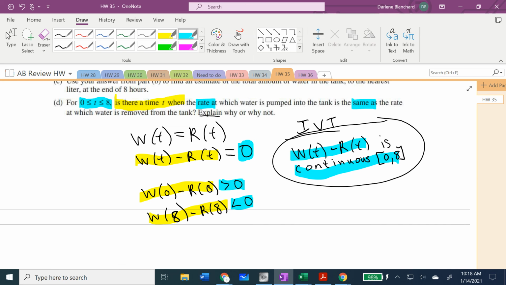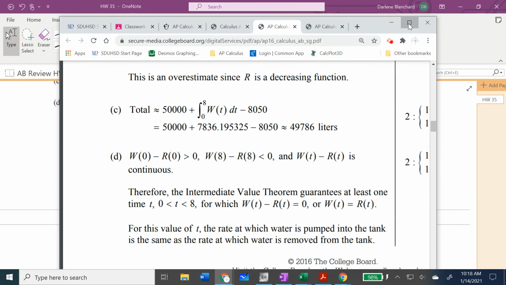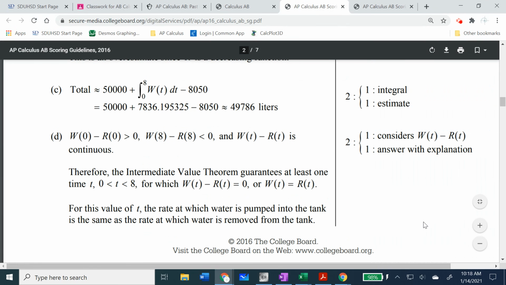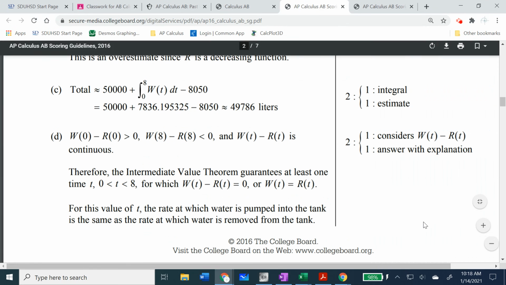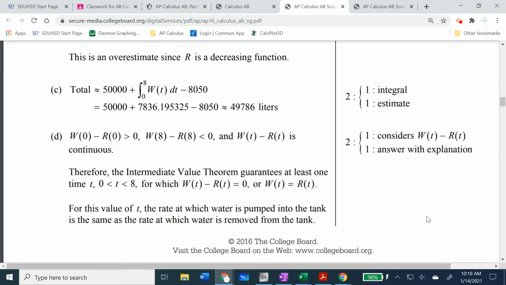And then you can just say, therefore, the intermediate value theorem guarantees at least one time between 0 and 8 for which W minus R is 0, which is when they will be equal. And I'll just show you what they have written, and then this problem will be done.